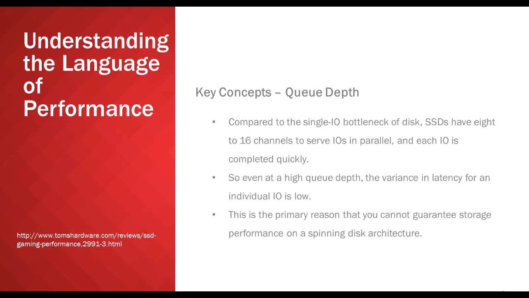Another consideration with queue depth is comparing the single I/O bottleneck of spinning disks to SSDs. Typical spinning disks, like I mentioned, have one I/O channel, whereas flash drives or SSDs have between 8 and 16 channels, and they all serve parallel I/O. This is the primary reason that flash drives are able to deliver such performance to your applications. However, keep in mind that if your application can only function on a single I/O at a time, you could have the fastest flash drives on the planet, but you're still going to see some performance issues.